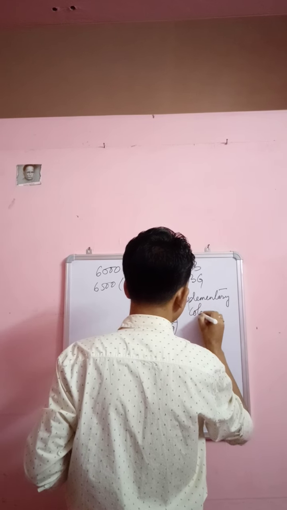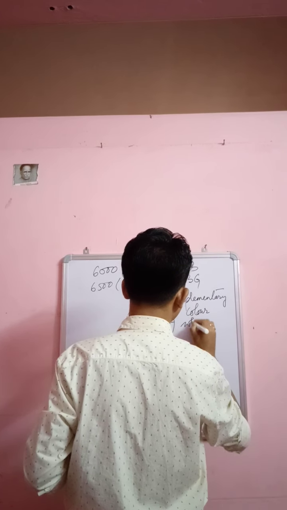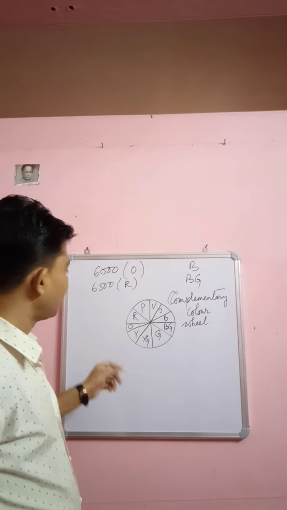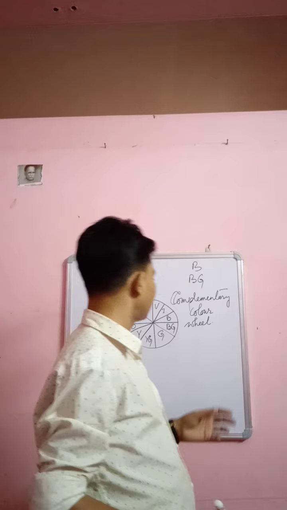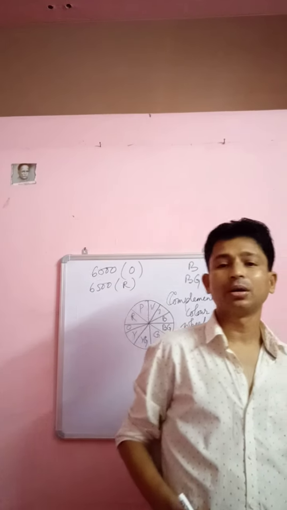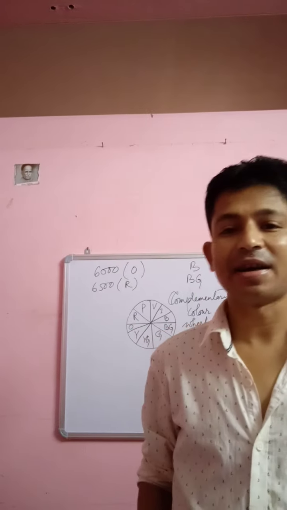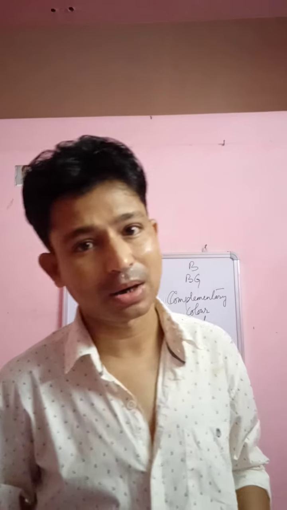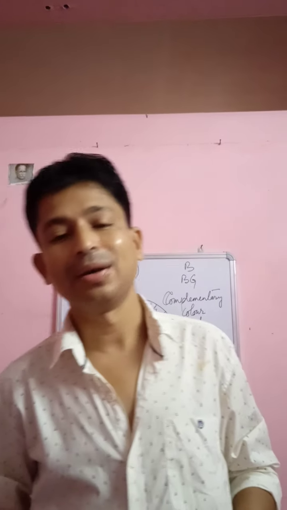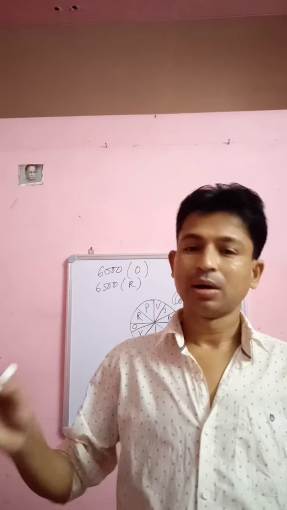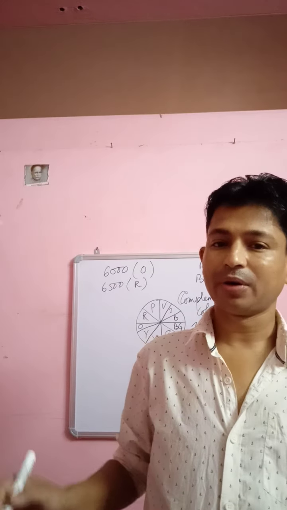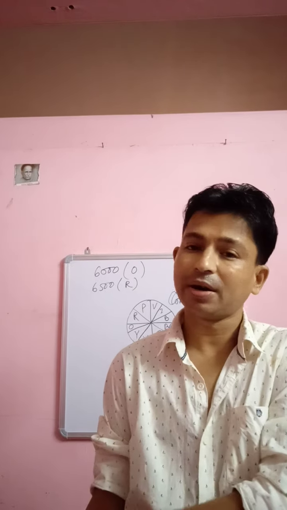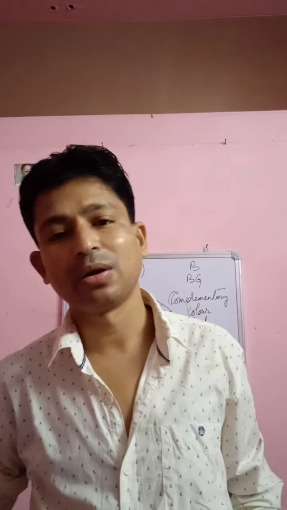Complementary color wheel. So I think it will help you to the maximum in your board exam as well as your final exam, because in board exam you may be asked one more question: what is the complementary color of violet? You will answer yellow green. If you draw one circle and plot it, then you can find that the opposite of violet is yellow green, so you can say very easily yellow green.